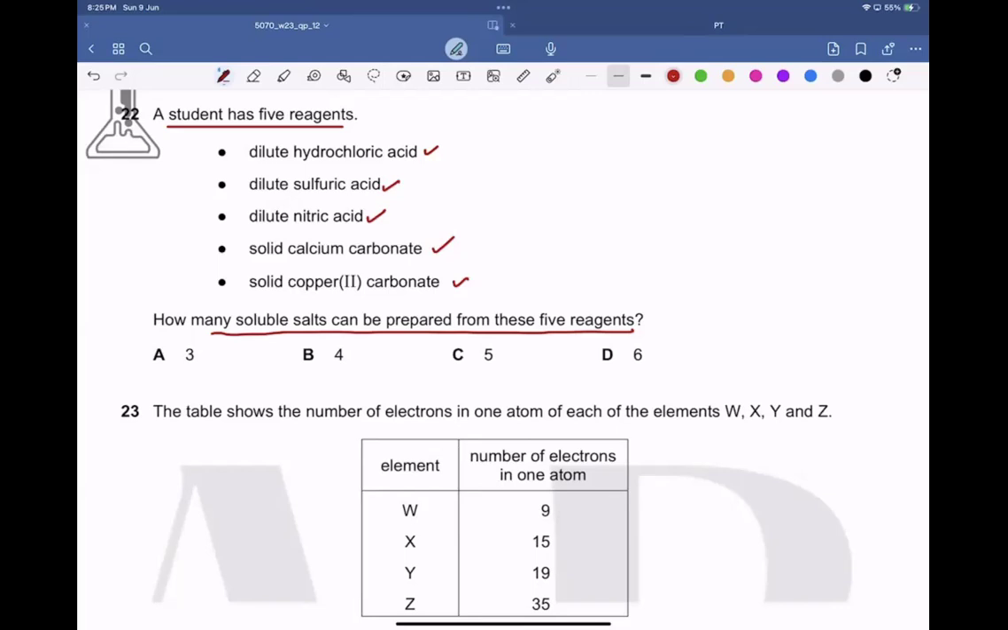Calcium carbonate, if we use hydrochloric acid, it can form calcium chloride, which is soluble, right? Okay, with these 5 reagents. So if I react these two, I will get calcium chloride, which is water soluble, right? If I react these two, I will get copper chloride, which is also water soluble. If I react these two, I will get calcium sulfate, which is water insoluble.